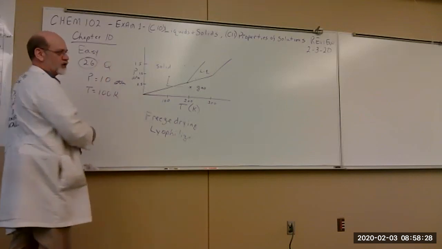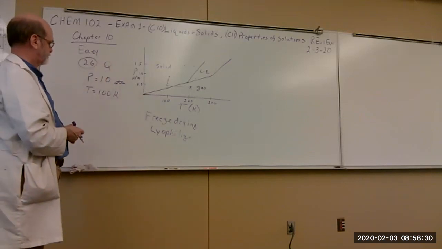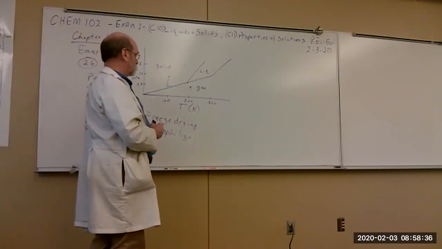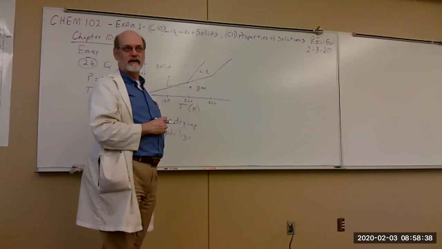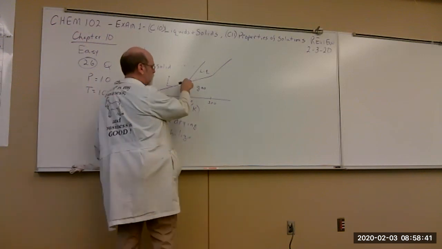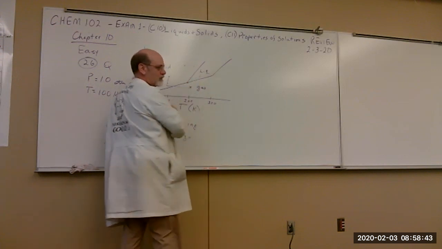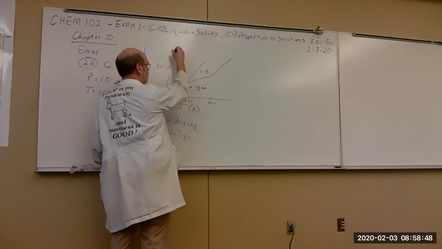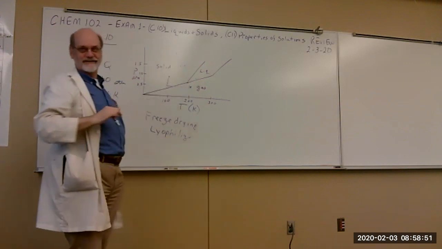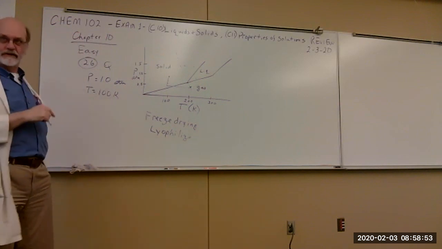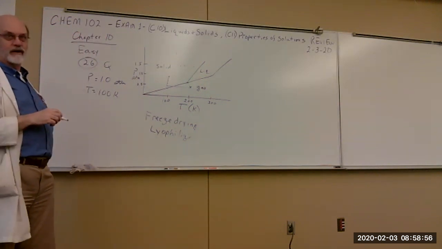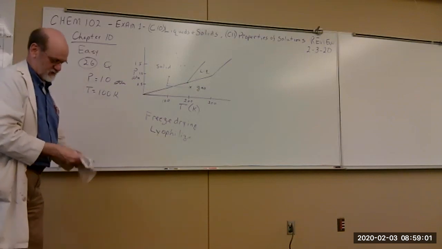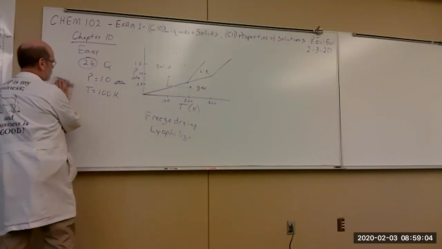Now, in this case, we don't know what Q is. It's probably not water. How do I know that? Because of this one right here. On the phase diagram of water, it goes the other direction. Okay? That's how you know it's not water. We don't know what it is, but we know it's not water. Okay, any questions? All right.